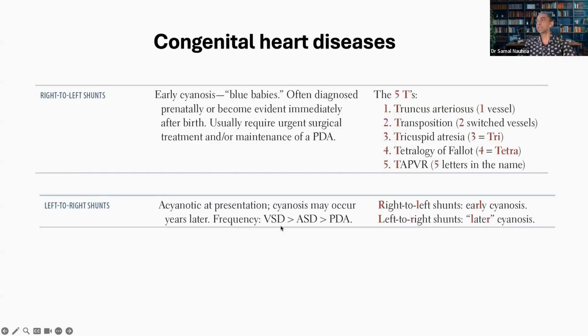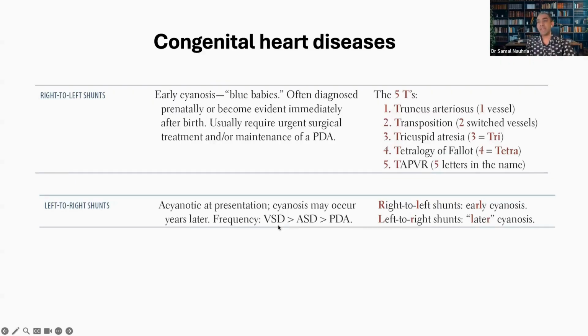So left to right shunts, what are the three important things you should learn? And in order of frequency, or how common these defects are, it's VSD more than ASD and PDA. All of these are with the Ds: VSD, ASD, PDA. That's one way of learning it. One more thing I would want to tell you here. Of course, it says that VSD is more common than ASD, more common than PDA.